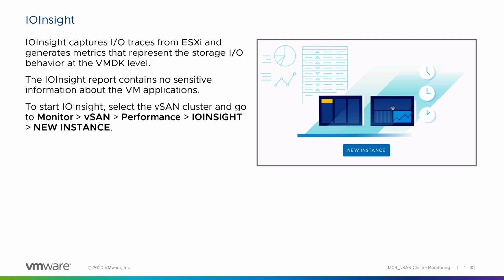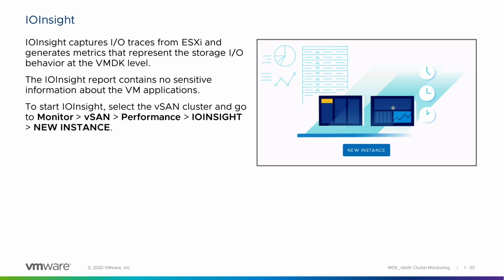But when you look at the statement on the left side, it says IO Insight captures IO traces from ESXi and generates metrics that represent the storage IO behavior for a particular VM at the VMDK level. So the idea here is simple. Using the vSphere client, you decide whether you want to analyze one VM or potentially more than one VM. To use IO Insight, you have to create a new instance. You tell the system how long to run for, and then when it's done, it will tell you exactly what's going on.